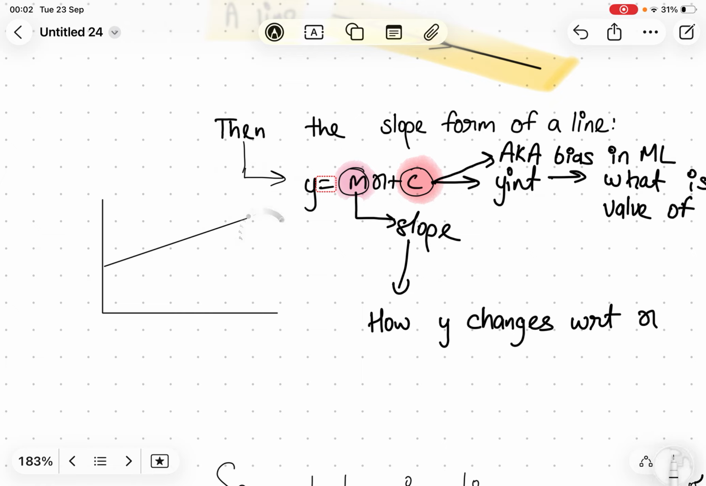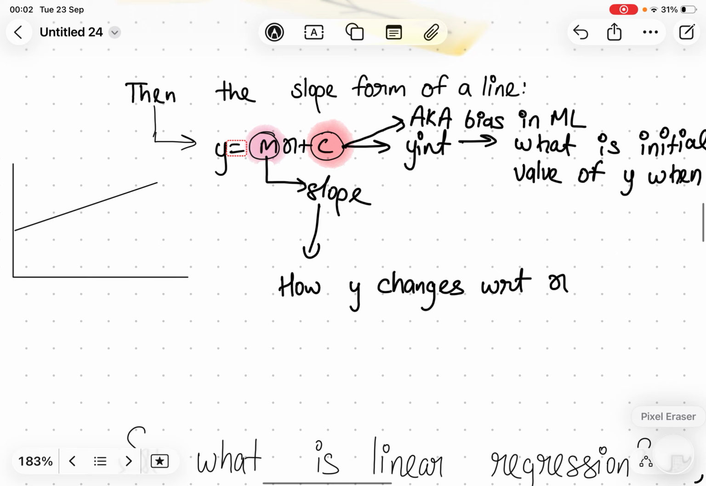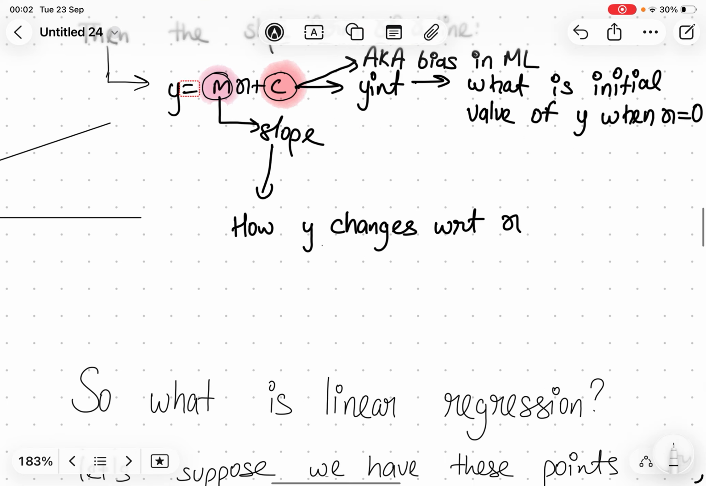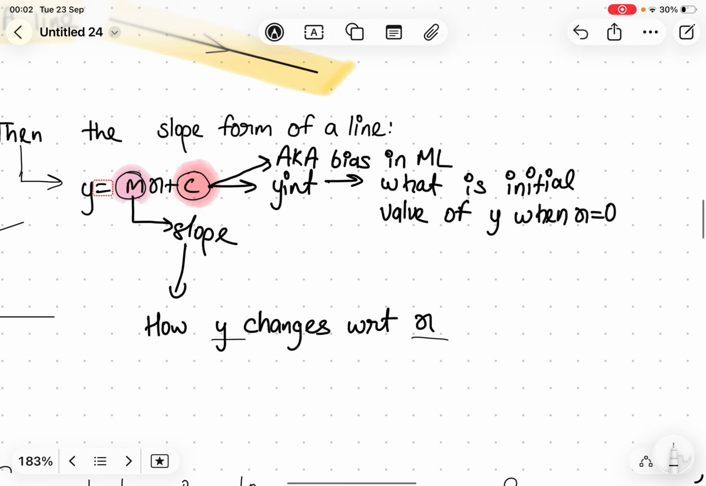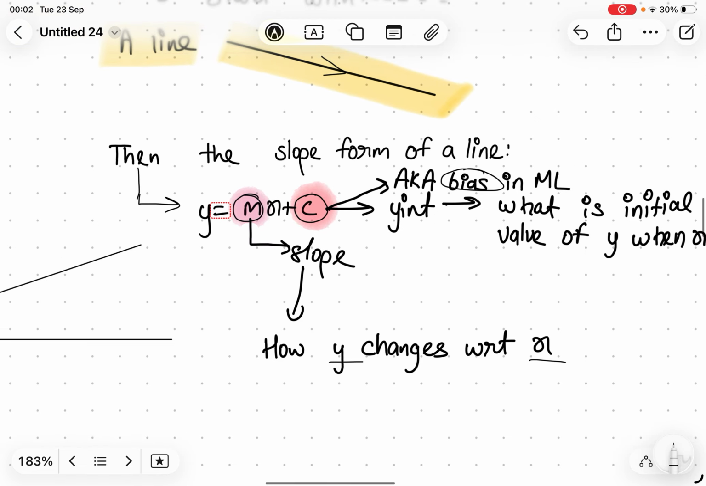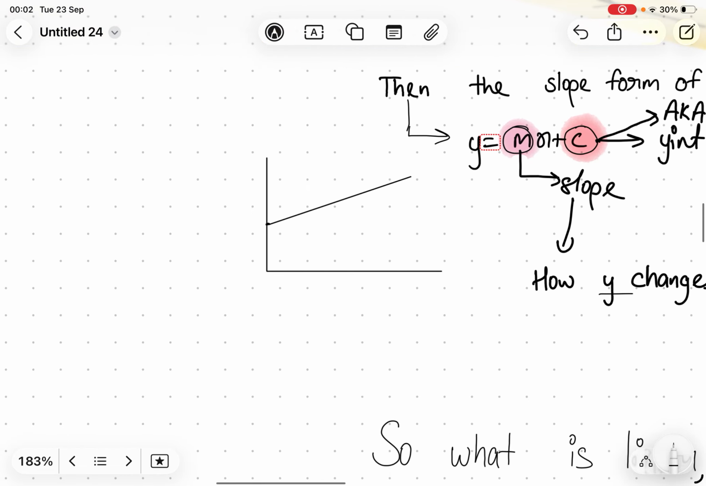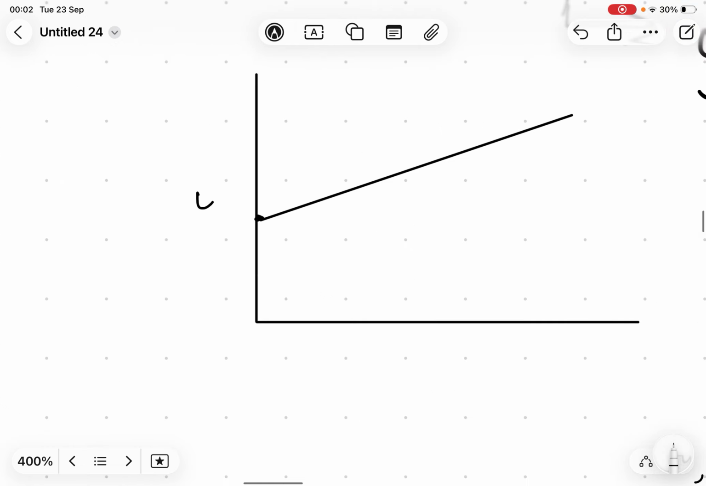So the slope is how y changes with respect to x, and then the y-intercept, which is also called bias in machine learning, is the initial value of y when x is equal to 0. So this would be the y-intercept.